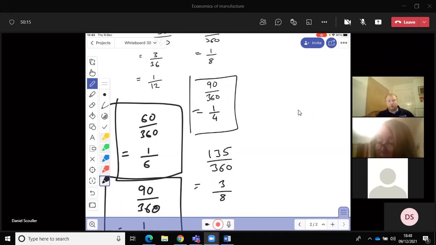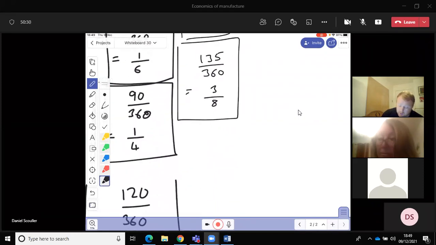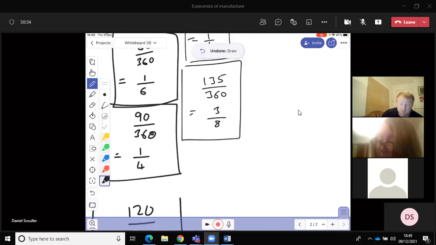That's a wee bit more difficult one to recognise. The multiples of 45 are a wee bit more sketchy, but 3 over 8 is still a wee bit more digestible for us to use in a non-calculator. So 135 divided by 360 is 3 over 8. Getting ahead of myself. 135 plus 45 is 180 over 360, which equals a half.